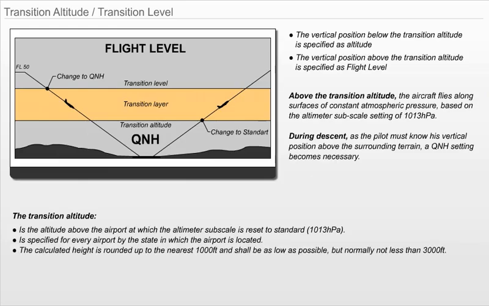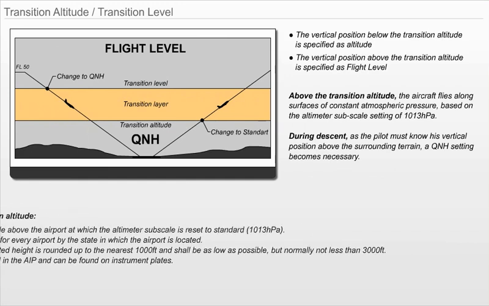The calculated height of the transition altitude is rounded up to the nearest 1,000 feet, and shall be as low as possible, but normally not less than 3,000 feet. The transition altitudes are published in the AIP and can be found on instrument plates.